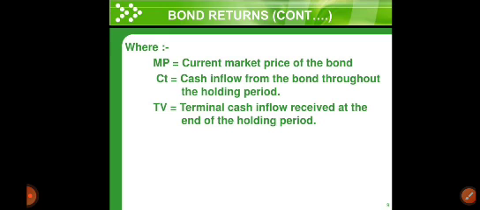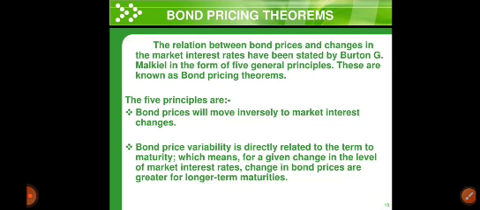YTM depends upon the cash outflow for purchasing the bond, that is the cost or current market price of the bond, as well as the cash inflow from the bond. You can see in that slide the relation between the cash outflow, the cash inflow and the YTM of a bond can be expressed as MP = CT/(1+YTM) + TV/(1+YTM)^2.